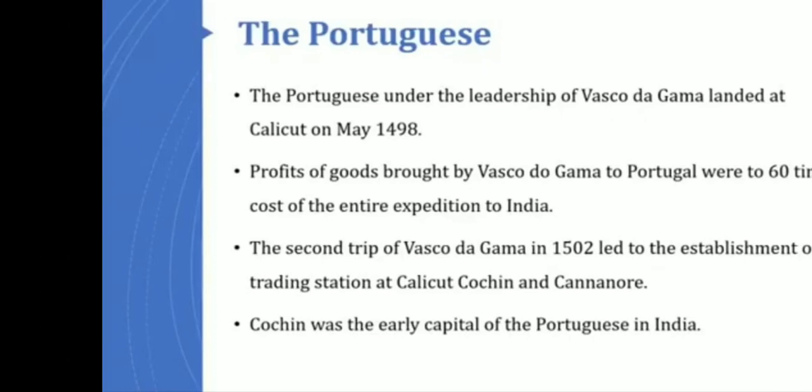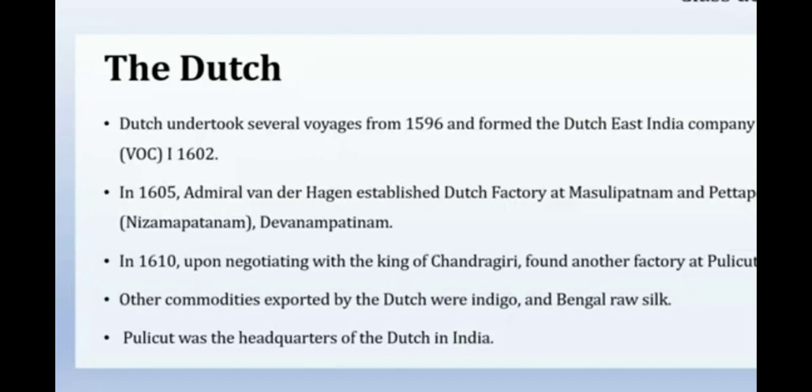Are you clear? Next one, the Dutch. The Dutch undertook several voyages. What is the meaning of voyage? Sailing on the sea. From 1596 they formed the Dutch East India Company. So in 1596 only, they formed this Dutch East India Company.